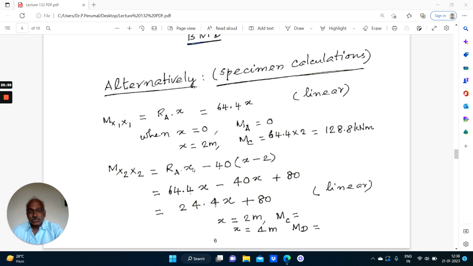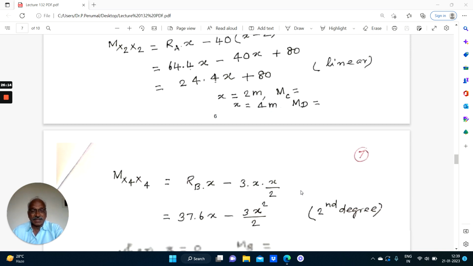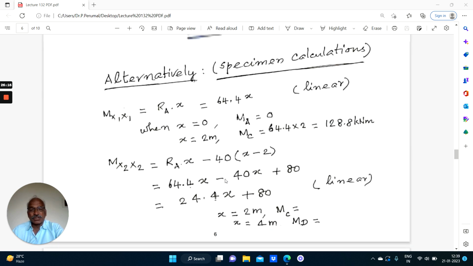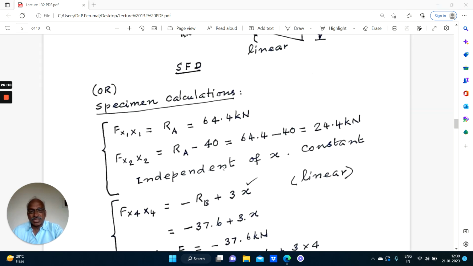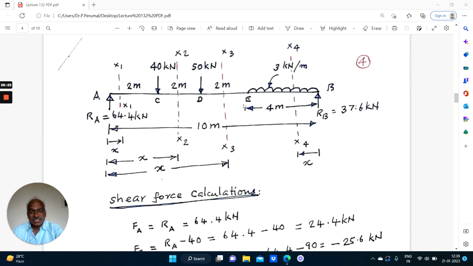Right. So this is also in terms of X. So again, it shows that the variation of bending moment is linear. Substitute X equal to 2 meters and X equal to 4 meters, you can get the value of MC and MD, because that is the equation for the portion between C and D. X2 is in CD. Right. Now coming to the third one also, you can prove in the same line. On the same line, you can take bending moment X3 also, that will also be in terms of X.